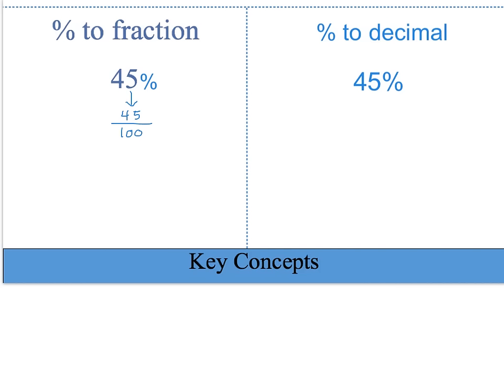Now I can go ahead and reduce this by dividing the top and bottom by 5. So I get 9 over 20. And just know that 9 over 20 is equal to 45%. Both values are equal.